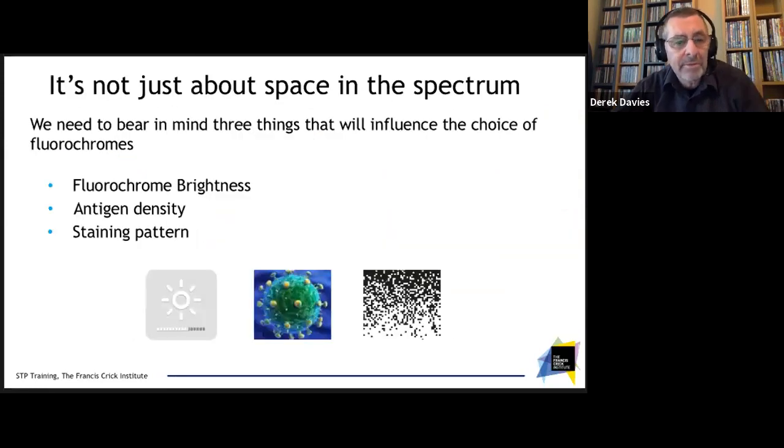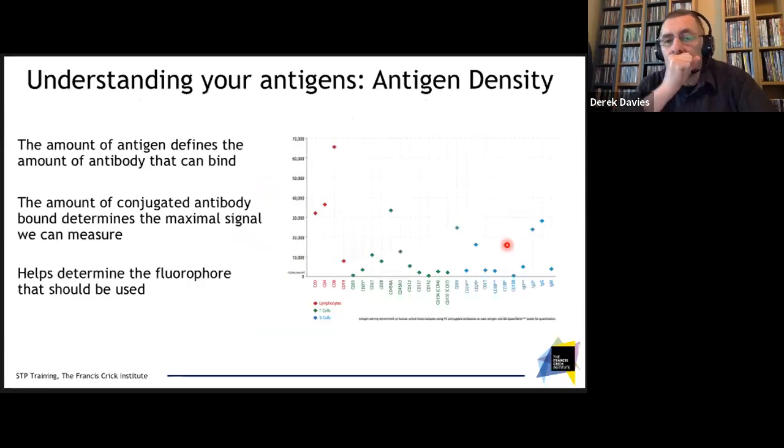But it's not just about space in the spectrum, is it? Remember, it's not just about the fluorochrome, it's also about the biology, the antigen density. So as well as thinking about that fluorochrome brightness, we also need to think about how many markers we have and what are the staining patterns. So what do I mean by those two things? Well, the antigen density is how many targets we have. So how do you find that out?